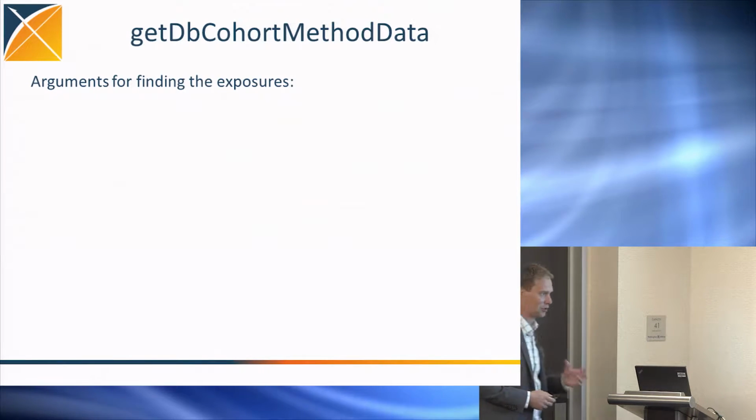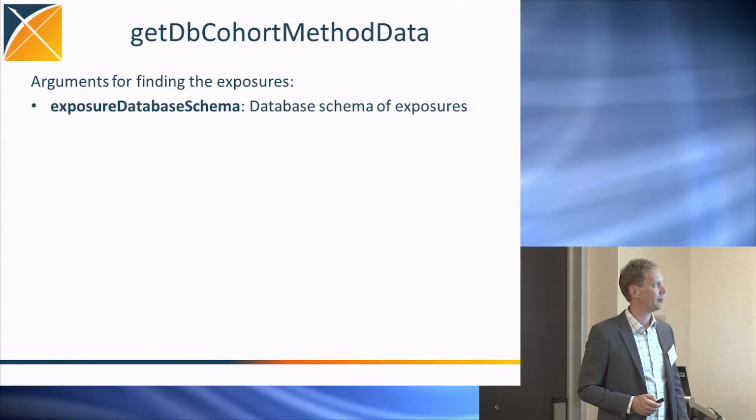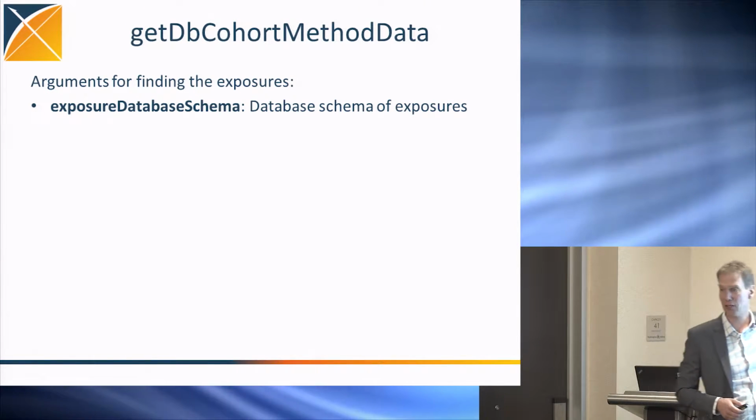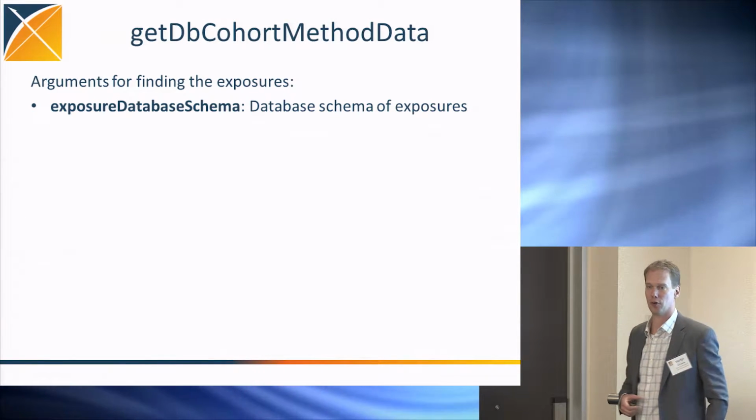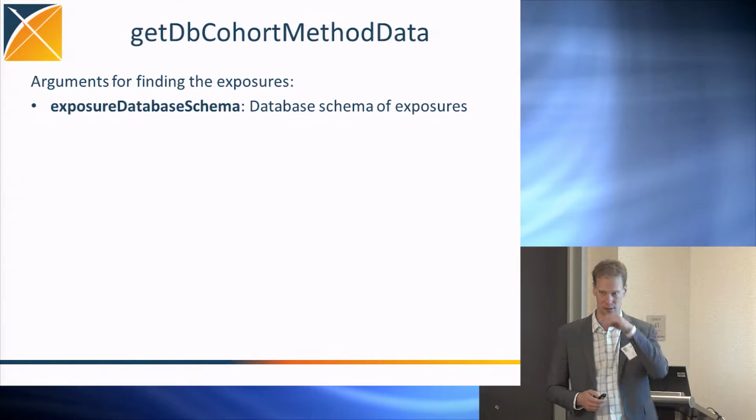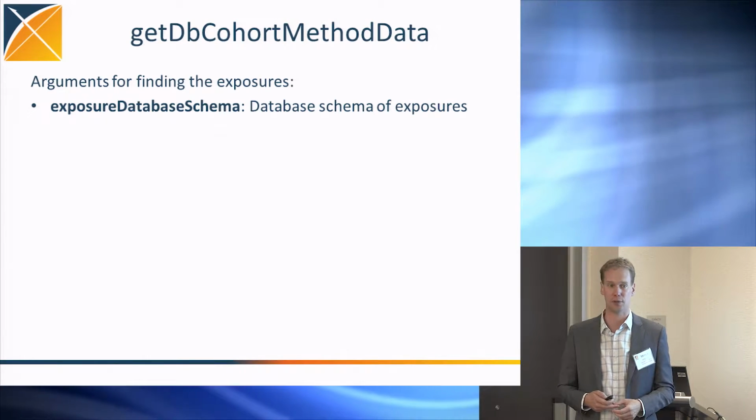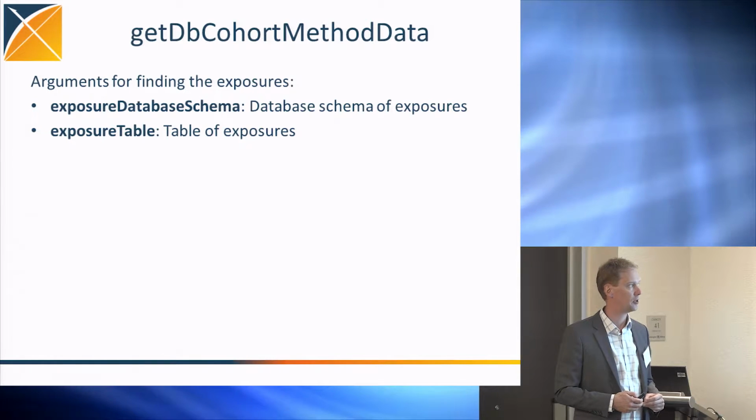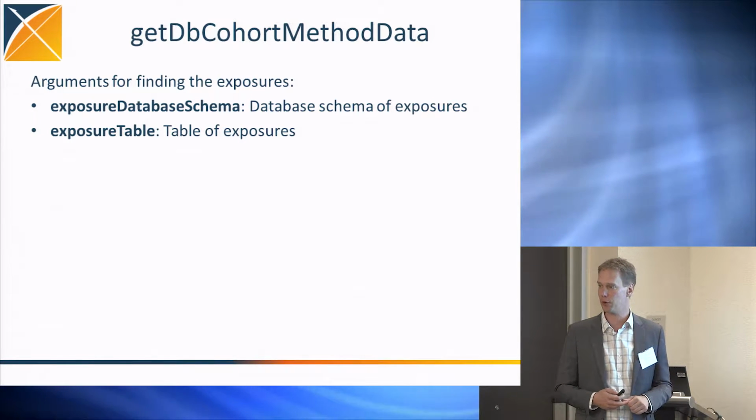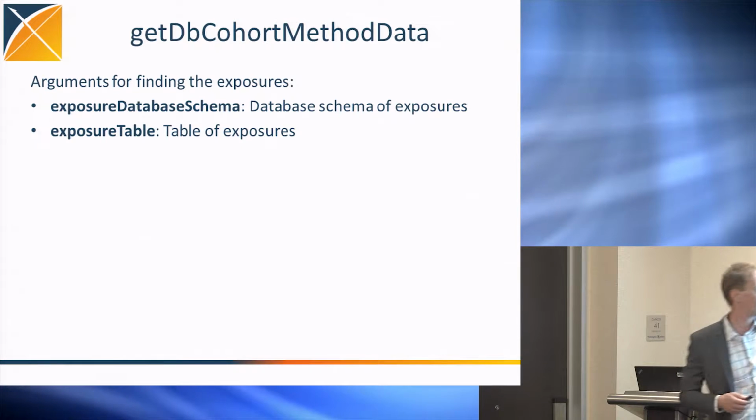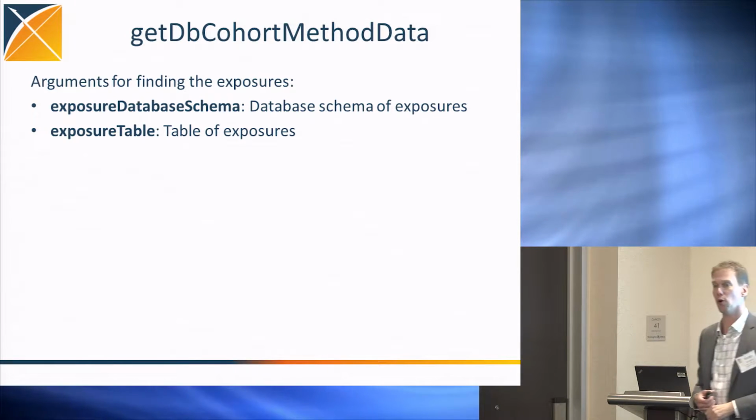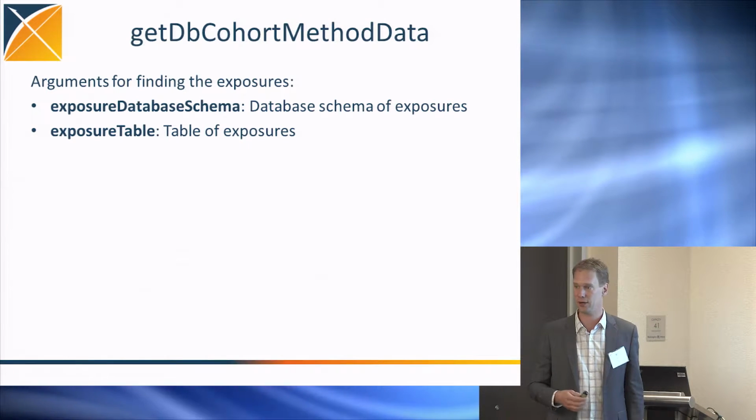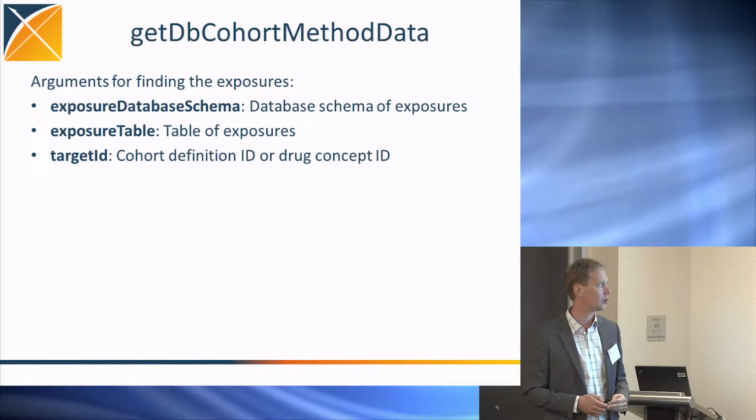All right, so those are just the arguments for finding the data. Then we have the arguments for finding the exposures. So we have to specify the database schema where these exposure cohorts are, your T and your C cohorts, and that could be the same schema as where your CDM is, or it could be a different one. The exposure table is the name of the table that holds your exposure cohort. So again, this could be your CDM schema, and the name could be cohort, meaning the cohort table in your CDM schema. In this case, it's not because I created a study-specific cohort table.